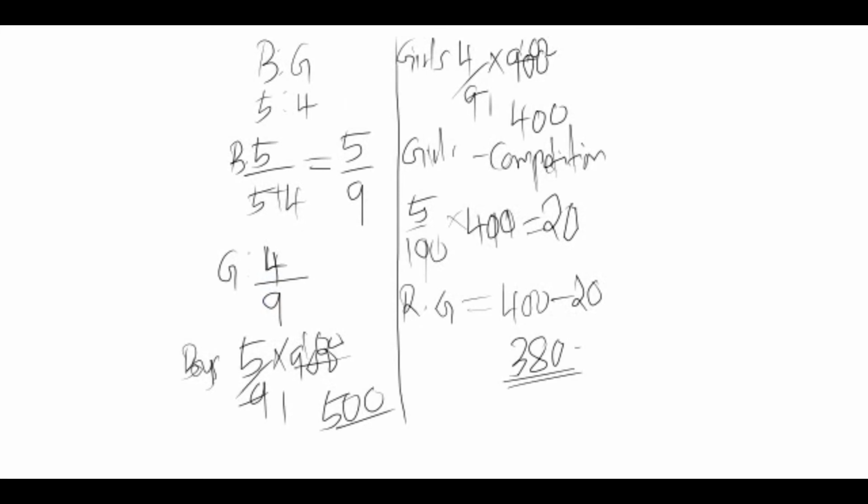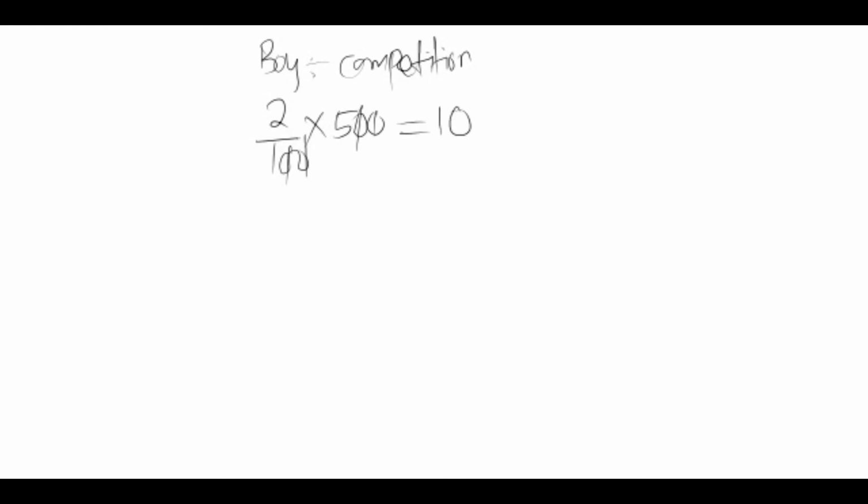Then now boys who went for competition, we have 2% of the boys, that is of 500. So the 2 zeros cancel, so we have 2 times 5 is equal to 10. Now the remaining boys in the school will be 500 minus 10. So we have 490 boys remaining in school.